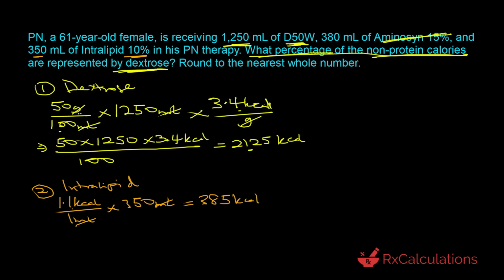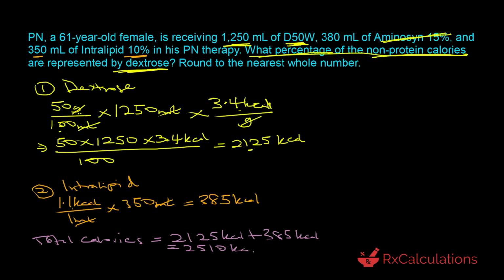Now, at the beginning, we talked about the whole strategy, but let me just ask for emphasis: what's the next step here? We add the calories. We add the two. So we need total calories, and these are for the non-proteins. So we'll do 2125 plus 385, and that's going to be equal to 2510. And what's our next step?